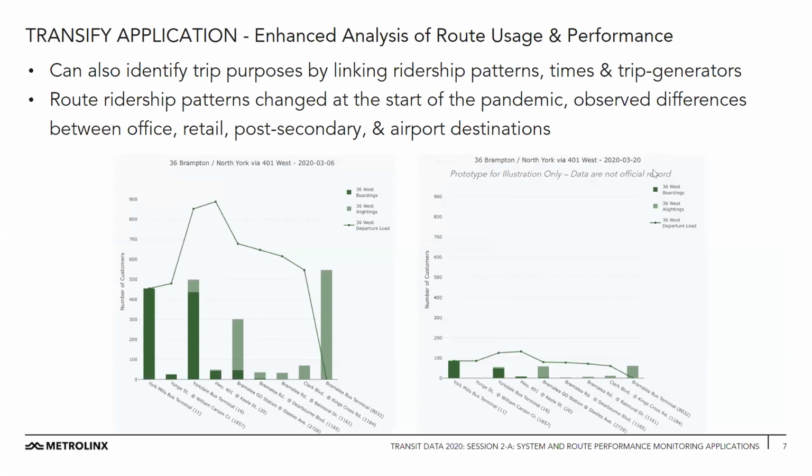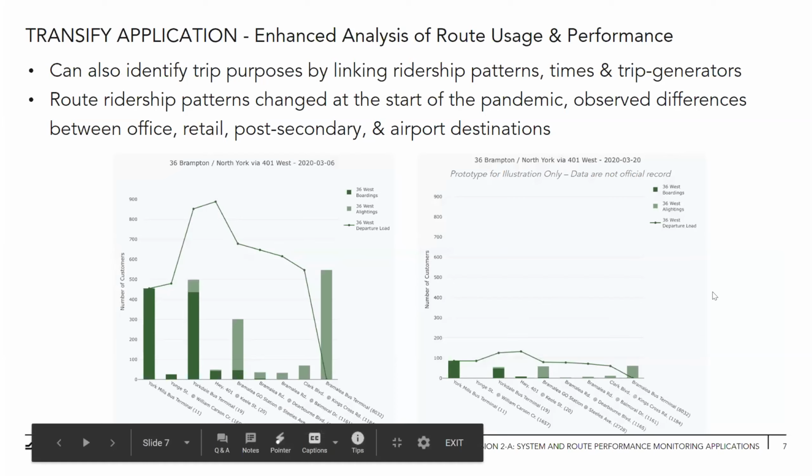One of the other nice visuals this tool provides is the ability to look at stop level data. So this is the boardings and alightings before and after COVID, and you can see where certain stops like Yorkdale, which is a retail stop, decreased substantially more than the York Mills terminal.